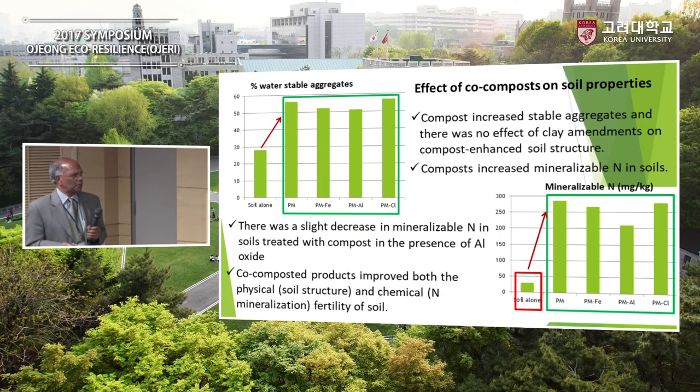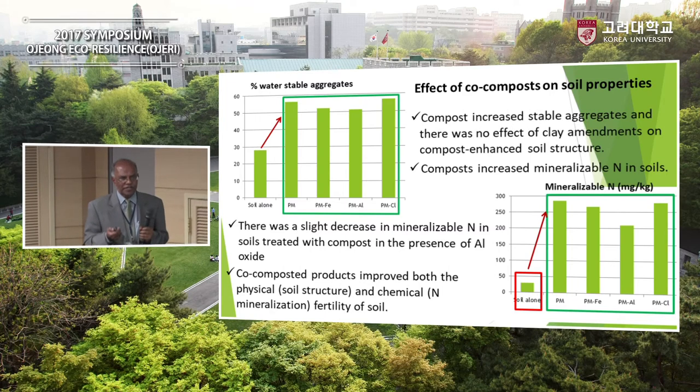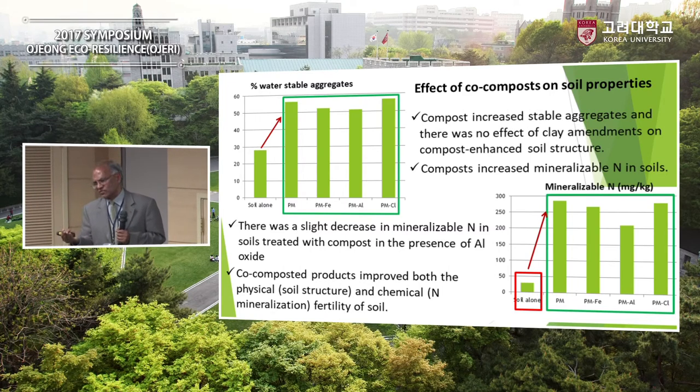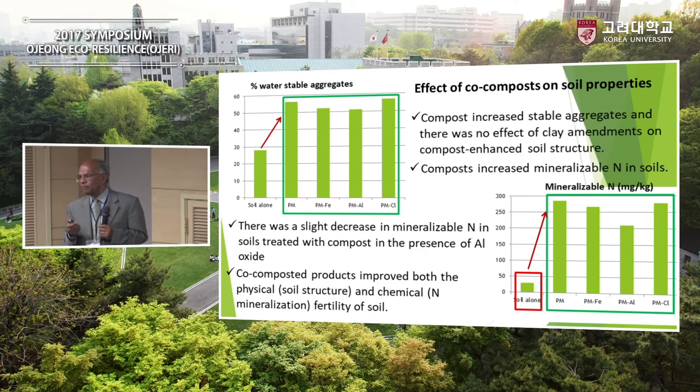So therefore, they are trying different flocculating agents. Co-composted products improve both the physical fertility, which is soil structure, and the chemical fertility, which is nitrogen mineralization. One other thing we didn't look into is what happens to phosphorus. Professor Yang Guanzhou knows very well, by adding some of this iron and aluminum oxide, you can bind the phosphorus. So there can be some decrease in phosphorus availability. But we are not losing the phosphorus. Phosphorus will still sit in the soil. So by adding this compost, you are not compromising the fertility, but you can improve the carbon.